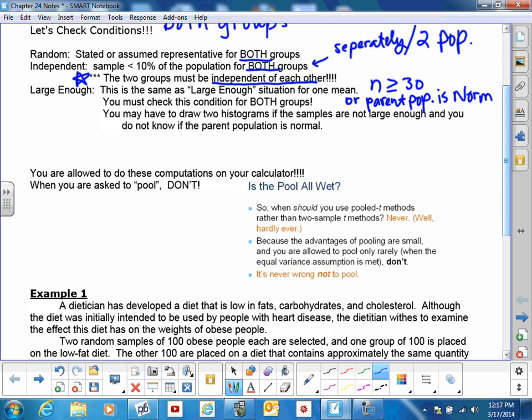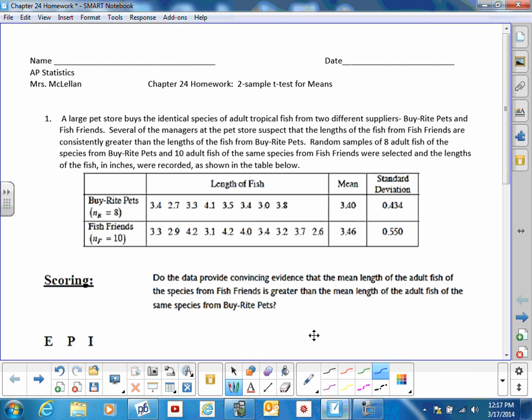Okay? And then, here's the problem. This is really annoying, but you may have to draw two histograms if the samples are not large enough and they do not tell you that the parent population is normal. Just like you did on quiz 23, and you might have something that looks like this. This is the first problem on the homework, where you have a sample of fish from Buy Right Pets, and you have a sample of fish from Fish Friends, and those are not large enough. And I don't think that we have information in the problem that they are approximately normal for the population. So you are going to have to make a histogram for Buy Right Pets and a histogram for Fish Friends.